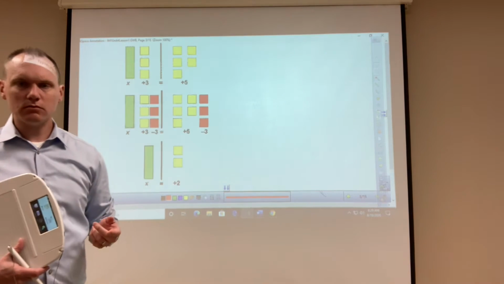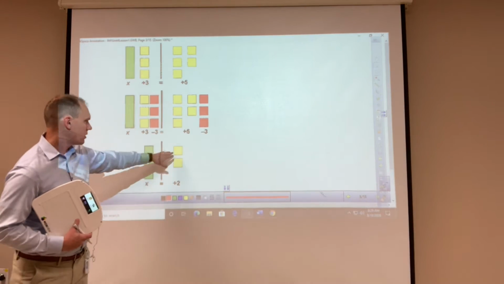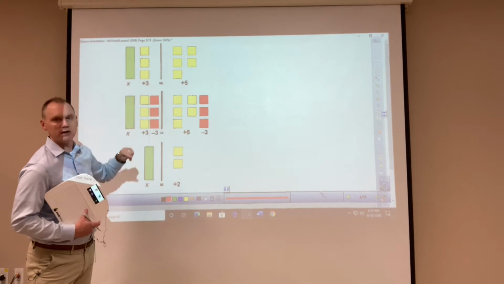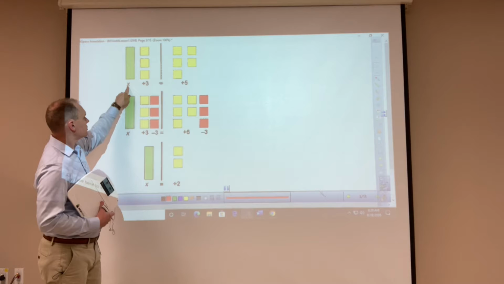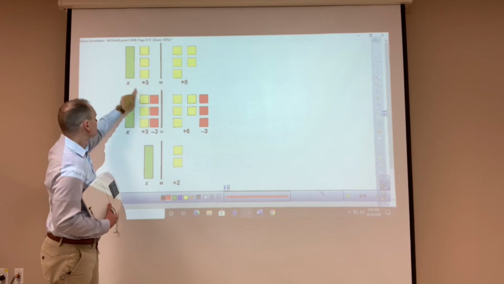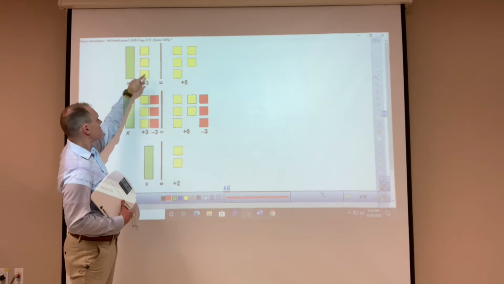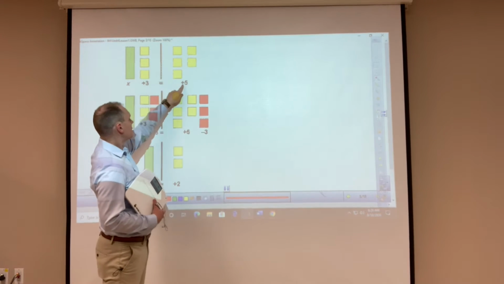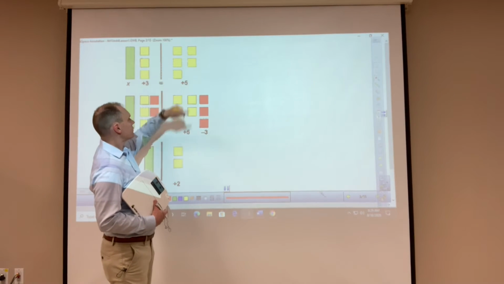Each one of these represents a 1, and the red ones are a -1. All right, so let's see what we have started here. Our original equation is x plus 3 equals +5. So x, which is just there, plus 3, so we have 3 1s, equals, with this line separating it, a +5, so we have 5 1s.